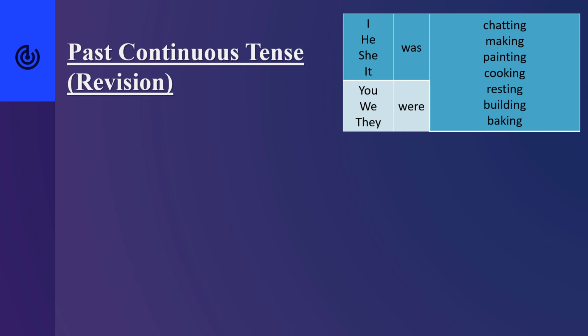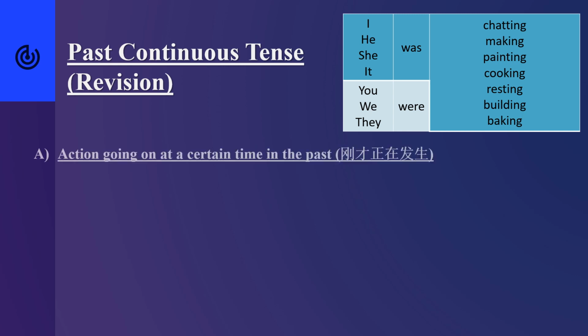Right, look at the table on your right hand side. This is past continuous tense. Past continuous tense uses was or were with the verb ing form, the present participle. When you use the past continuous tense, you say, I was chatting. She was painting. You were resting. They were building. You don't have to copy, but you are going to write A.